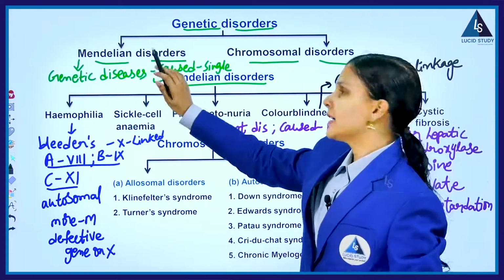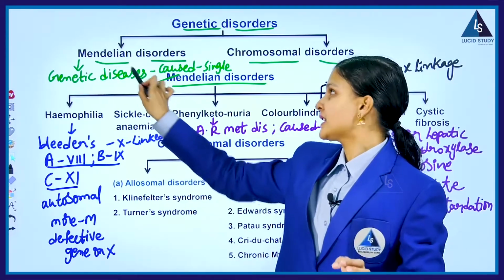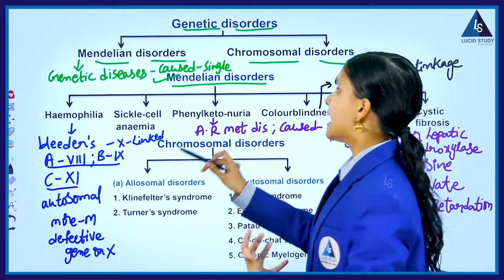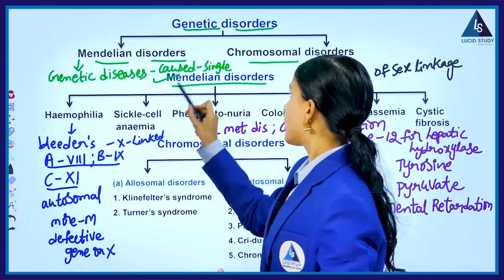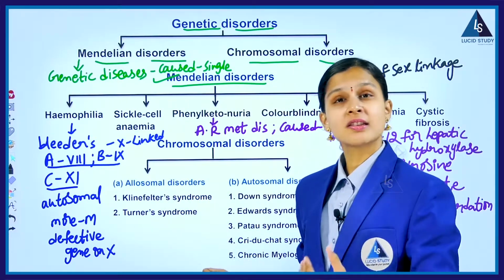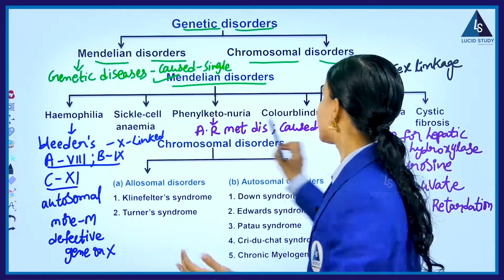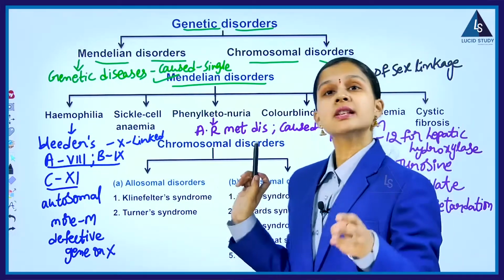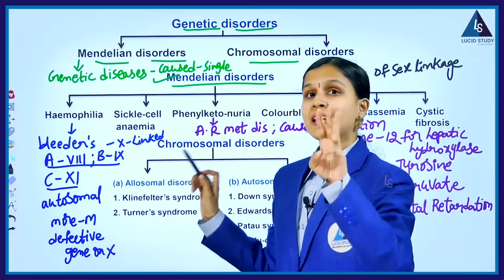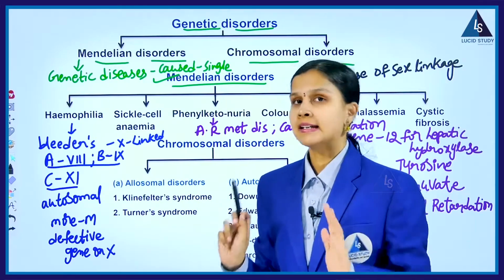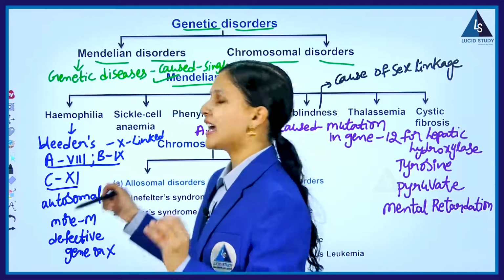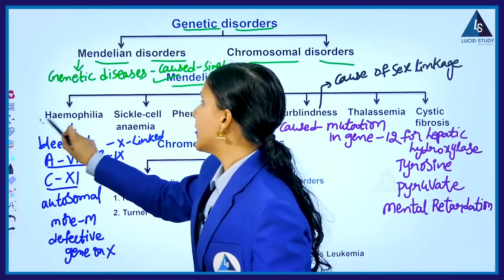First of all, you have to define what is a Mendelian disorder. These are genetic diseases which are caused by a single mutation in the structure of DNA. We have already seen 6 different types. Out of these 6, if you write about any 3 disorders in detail, it is enough. First, I am going to explain hemophilia.